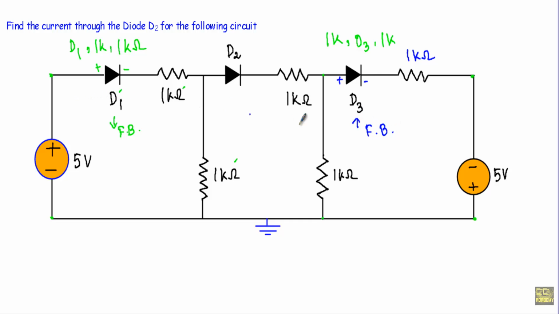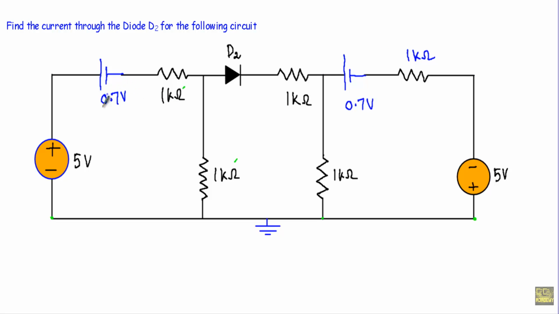As the diode D1 and D3 are in forward bias, so I can replace them with 0.7 volt source if I consider the simplified equivalent circuit. So if I replace the diodes with 0.7 volt source, our circuit will look like this. This side of this 0.7 volt will be positive, and this side will be negative, this side will be positive, and this side will be negative. Now how can we draw the simplified circuit of this circuit structure?